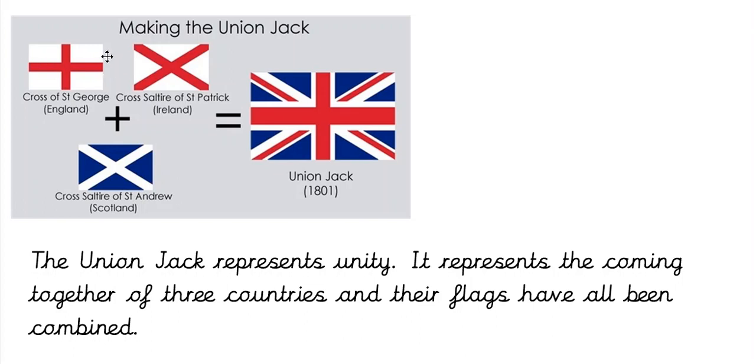If you can see here, the England flag is here. The Irish flag then goes across it like this. And it's then embedded in the Scottish flag, these white ones here, and then also the blue around it. So they've come together to create the Union Jack. That represents those three countries coming together and working together basically, which represents unity. So that's why the Union Jack was created.